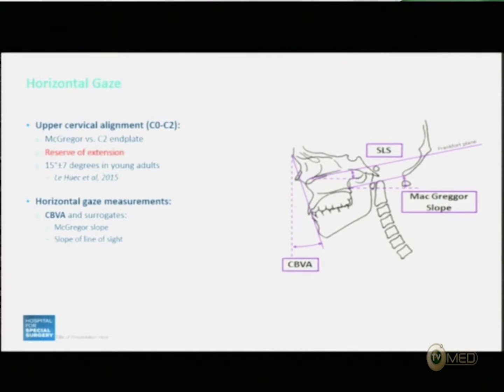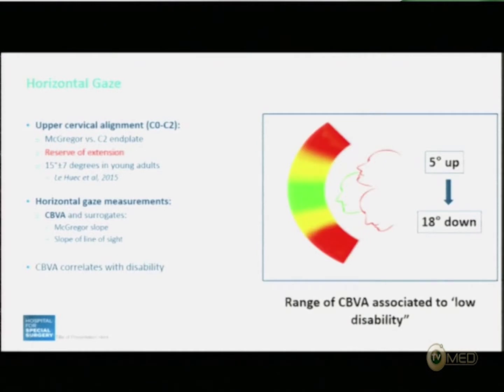In terms of horizontal gaze, there are a ton of parameters, but I see the easiest one is the CBVA, which was first described on a picture of a patient. We demonstrated in the past that this also correlates with patient-reported outcomes. But there are two boundaries, because if your head is stuck up, you cannot function. If it's stuck down, you cannot function. So there's a window, between 5 degrees up and 18 degrees down, where the patient can function.